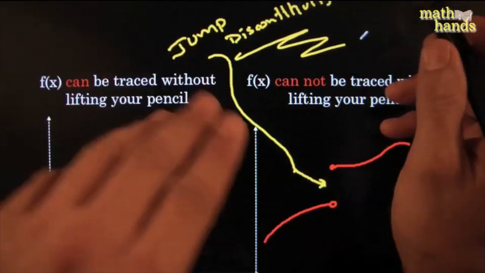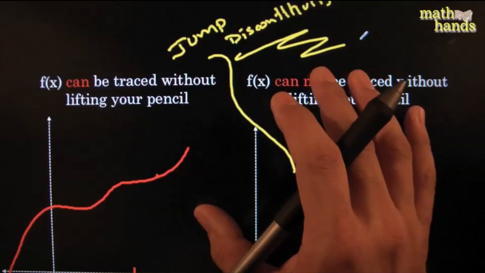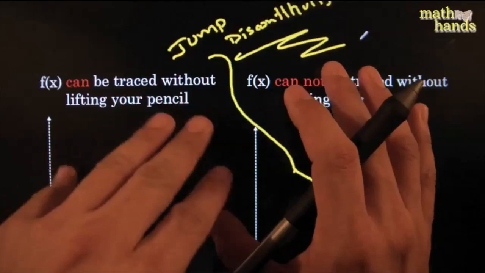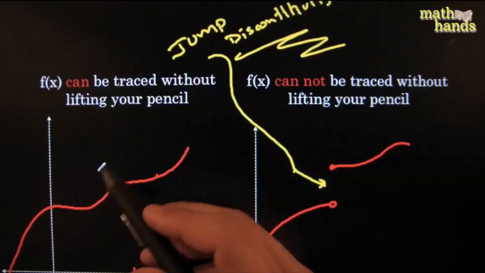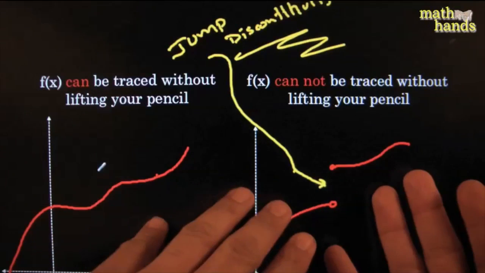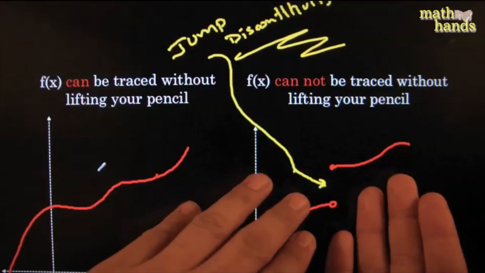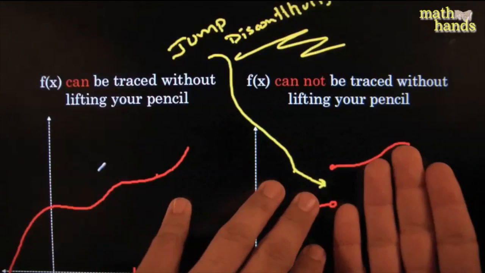By the way, this is a famous type of discontinuity. This is called a jump discontinuity. So we're going to have to learn the language, the verbiage here. That right there is called a jump discontinuity.